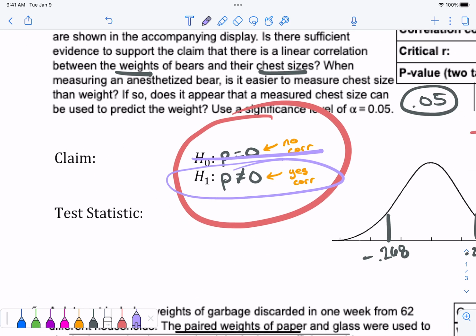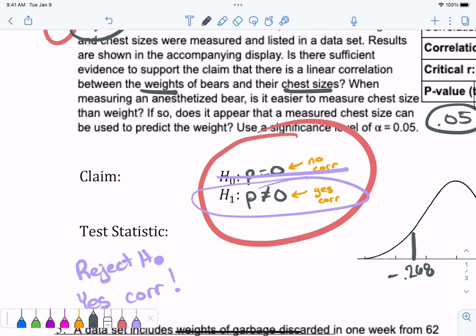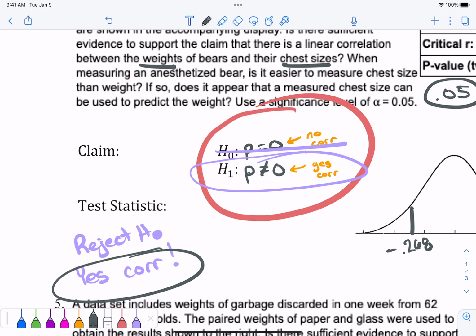So when you're doing your results, you can say reject H naught. But instead of saying claim true or false, I would say yes, correlation. They are correlated, like there is a relationship between the two variables that we're talking about. All right, let's go back through and make sure we answered all the questions. Is there sufficient evidence to support the claim that there is a linear correlation? Yes, they're correlated. If so, does it appear that a measured chest size can be used to predict weight?